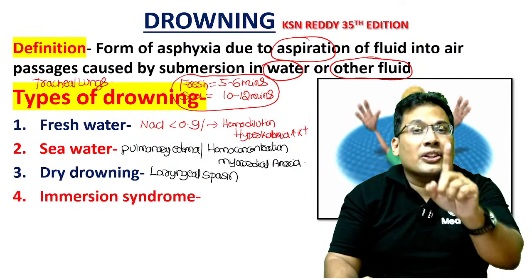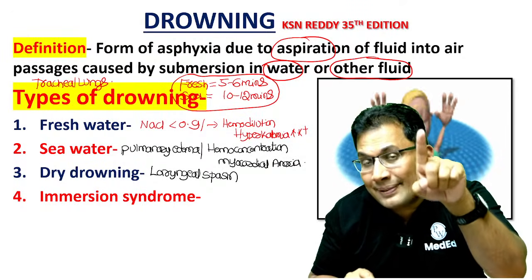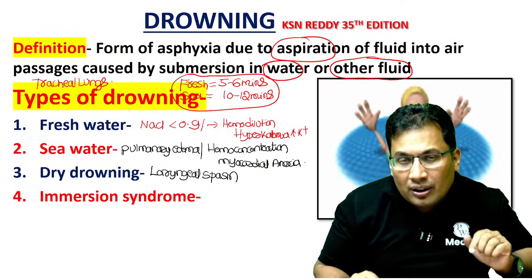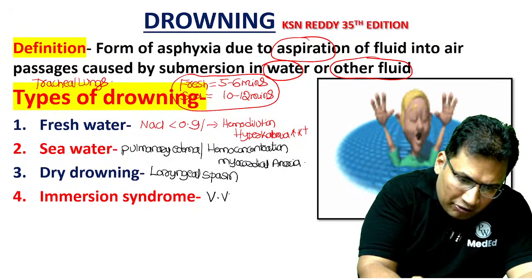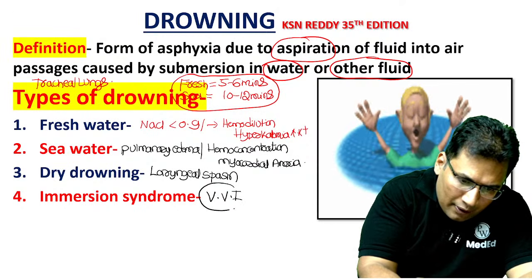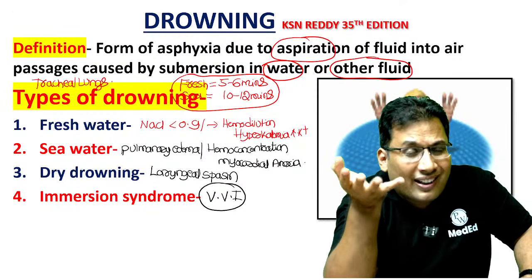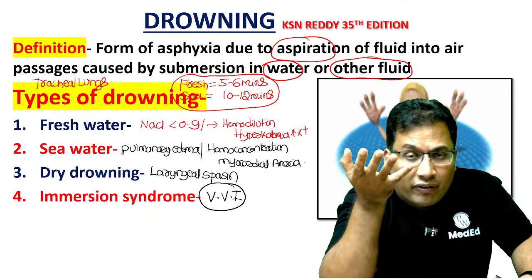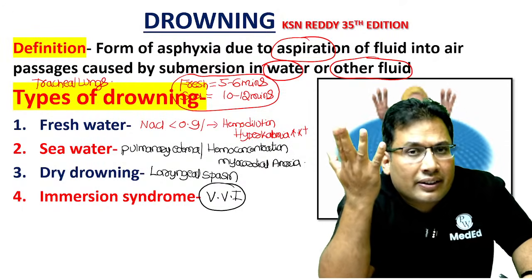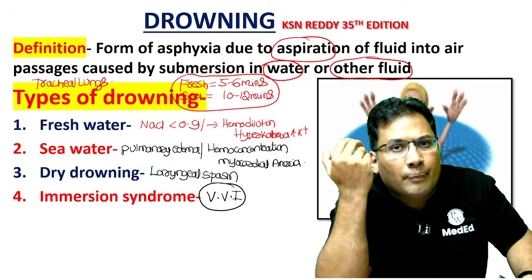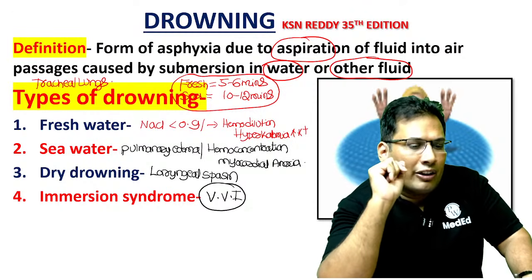Then comes immersion syndrome, known as hydrocution. It is because of cold water drowning. The cause of death is vasovagal inhibition. A sudden dive in the cold water can stimulate the vagus nerve endings. The vagus nerve acts on the heart. It inhibits the heart, leading to cardiac arrest and death within a few minutes. Vasovagal inhibition, immersion syndrome. Very, very important viva question.